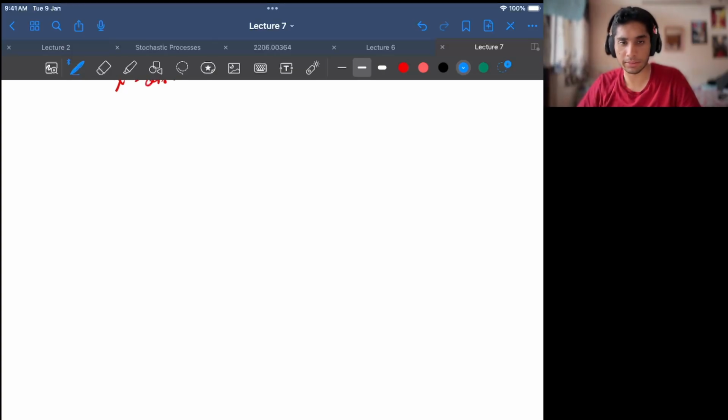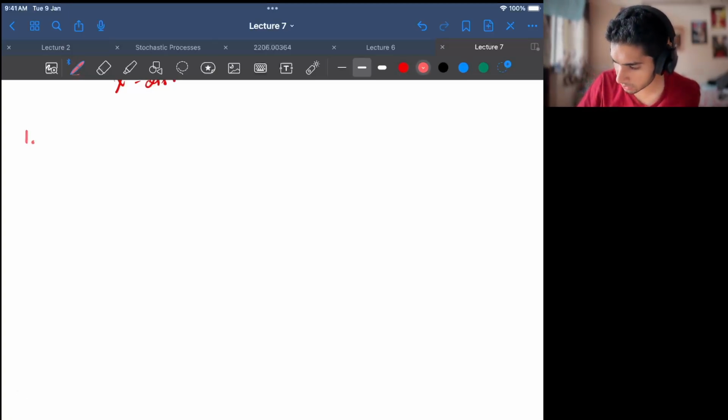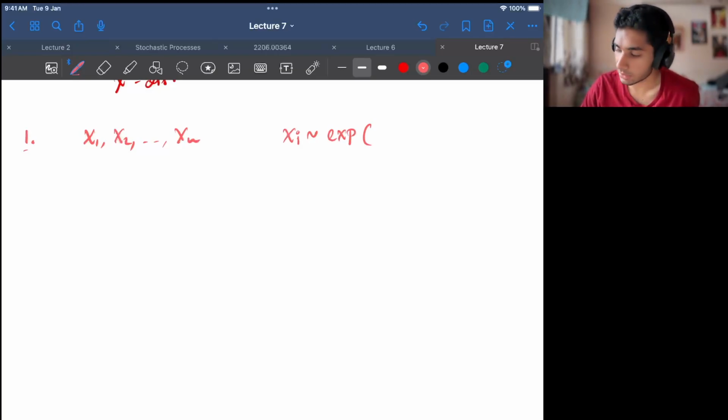So let's look at the first problem. Maybe I will just use red color for questions and blue for solutions. First problem basically tells you that there are n random variables, x1, x2 till xn, and each xi is distributed according to an exponential random variable with mean parameter 1 by beta.